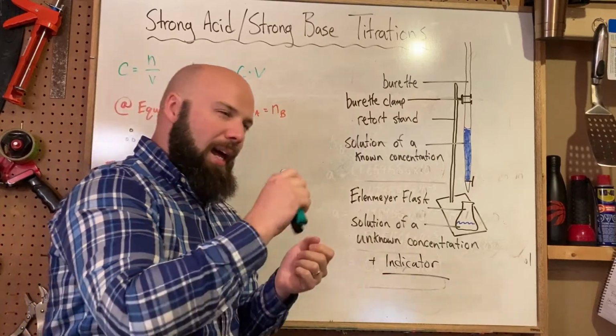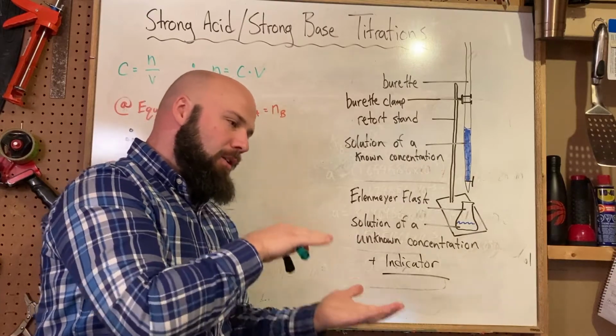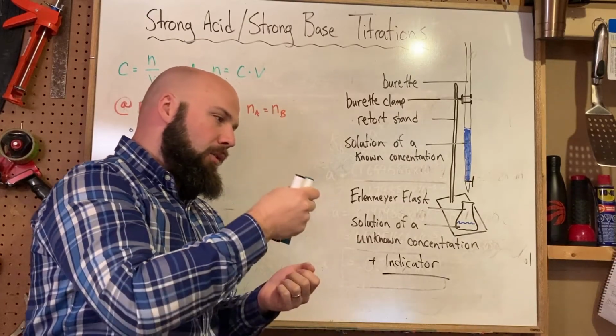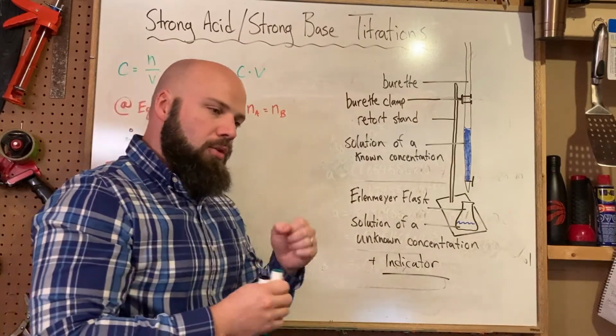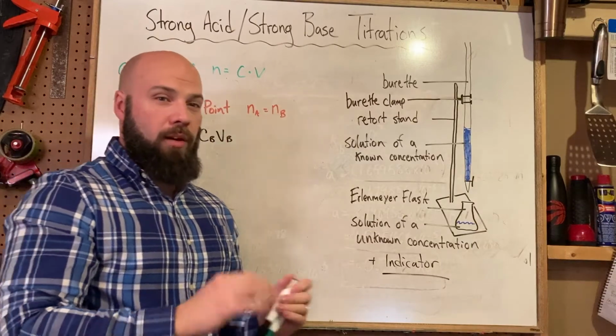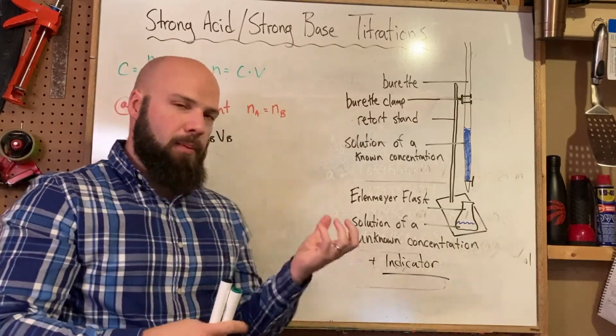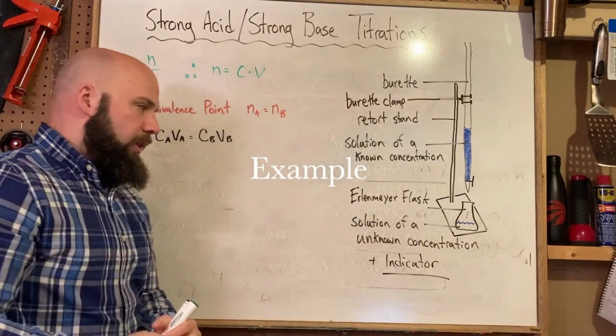You're going to want to add that by increments, slowly getting smaller and smaller and smaller until you add a very small drop, could be half a milliliter, swirl the solution and it remains blue. Or if it's phenolphthalein, it remains a very faint pink and not a deep fuchsia color. So let's do an example problem.